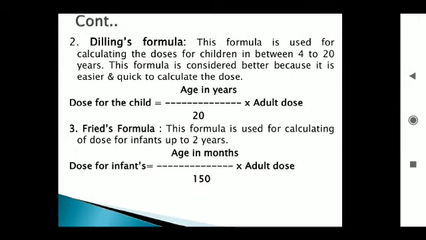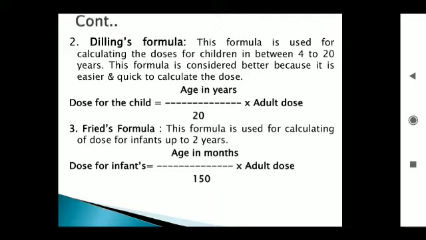Billings formula. This formula is used for calculating the doses of children between 4 to 20 years. Calculation of doses with this formula is easy and quick. The formula is: dose for the child is equal to age in years divided by 20, into adult dose. In the formula, age is expressed in years.